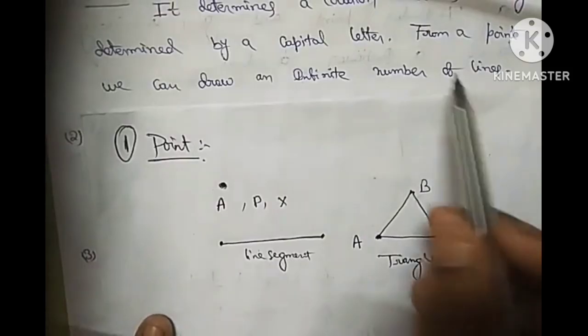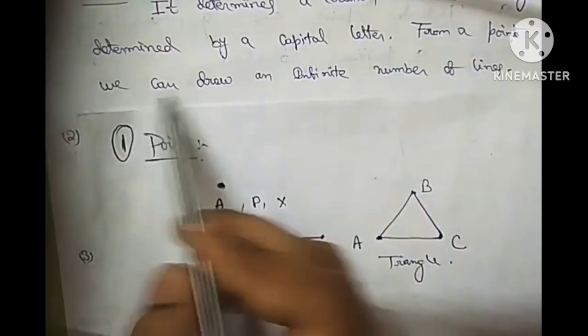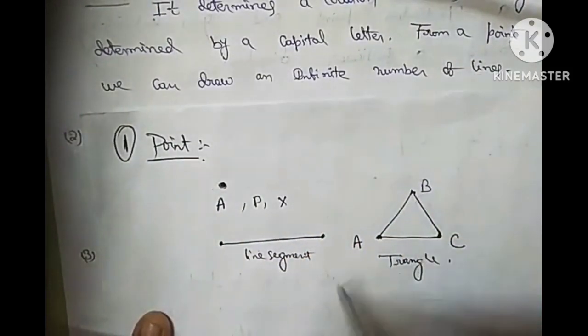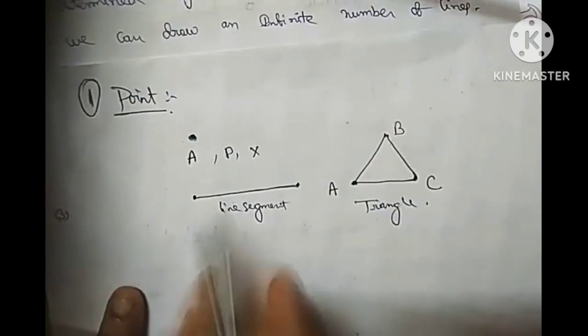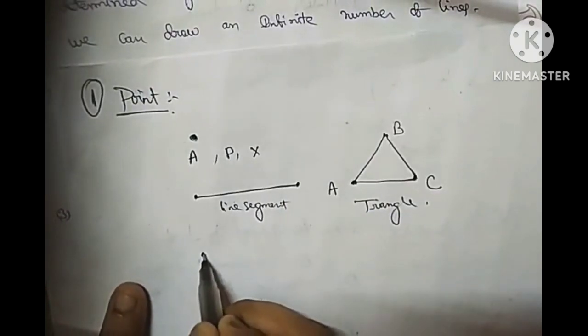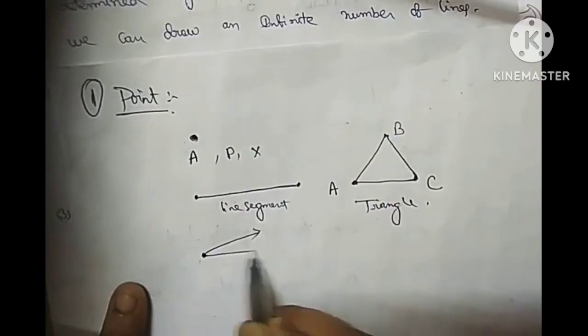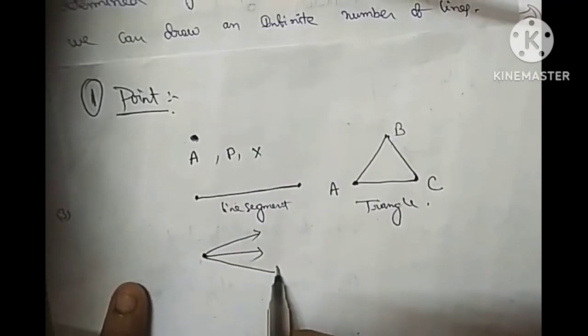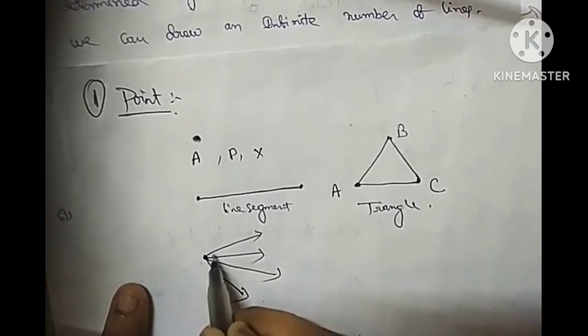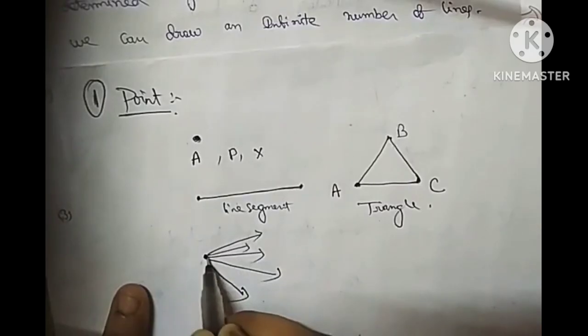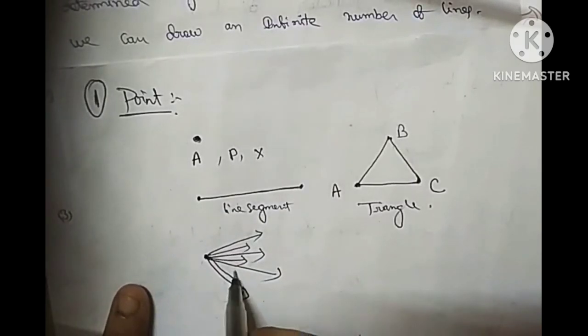And what they were saying, from a point we can draw an infinite number of lines. Yes, it is true. How? See, this is a point. I can draw like this, I can draw like this, I can draw like this, again I can draw like this. It means there is not a particular number of lines.